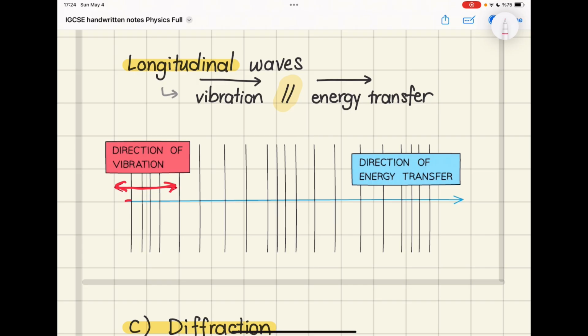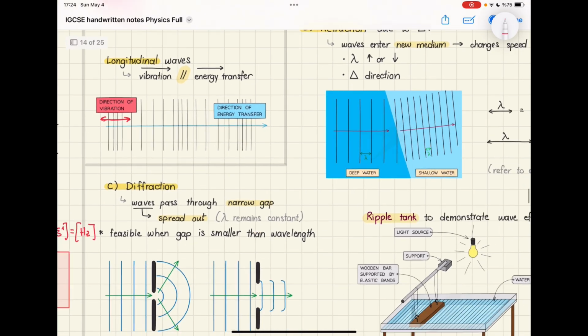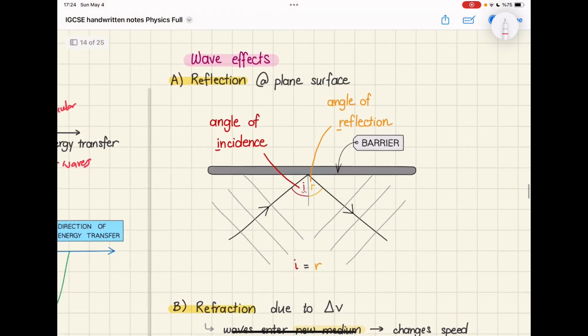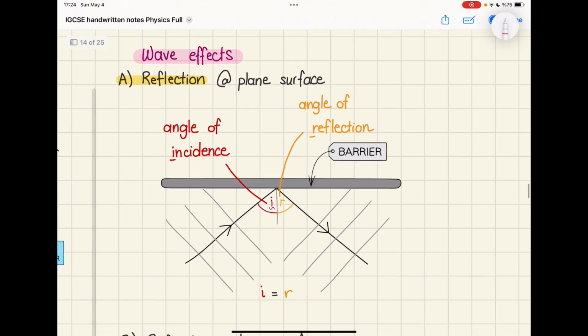And also the direction of movement is from left to right, but either way they are parallel. We're going to also talk about characteristics of the longitudinal wave soon enough, because in the same way that we have crests and troughs in transverse waves, here we have something similar. But first, we will continue with wave effects that we can see in waves.